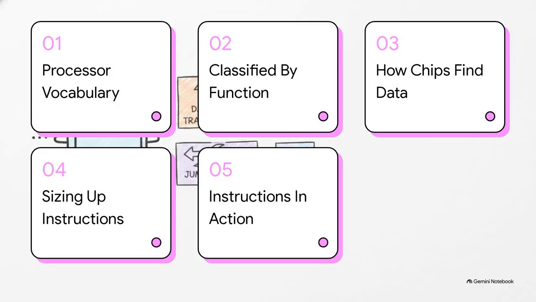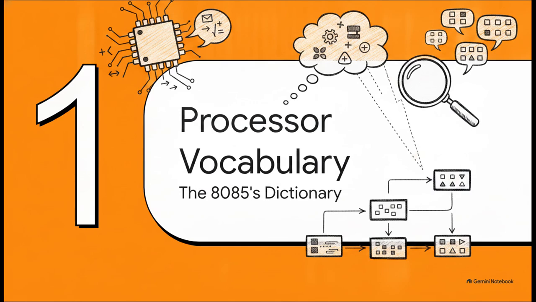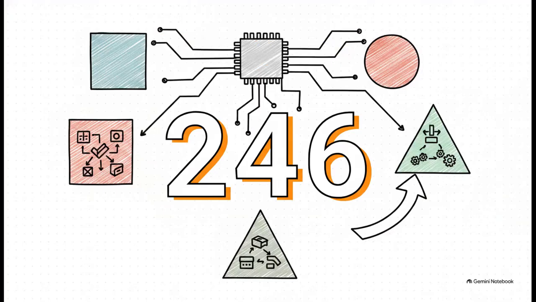Here is our quick roadmap for today. We'll cover the microprocessor's vocabulary, classification by function, how chips actually find data, sizing up those instructions, and finally, putting it all into action. All right, let's kick things off with Section 1, the microprocessor's vocabulary. So when we talk about getting a chip to compute, we first have to understand the sheer scale of the language it speaks, right? It needs a basic vocabulary to understand what we want it to do.